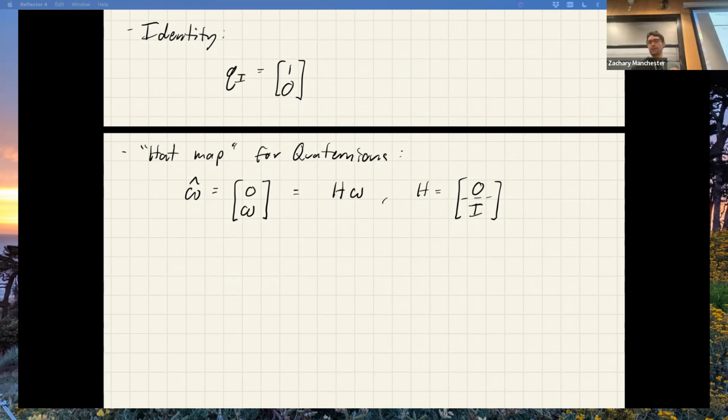So all I'm doing, right, if I look at that definition, omega hat equals 0 up top, omega on the bottom. What I want to do then is I need a matrix that does that, right? So it's promoting the 3D omega into a 4D vector. So this matrix is going to be 4 by 3, and it's going to literally take the bottom 3 as just omega. So that's just an identity block, and the top 0, right? So the top's just a row of zeros.